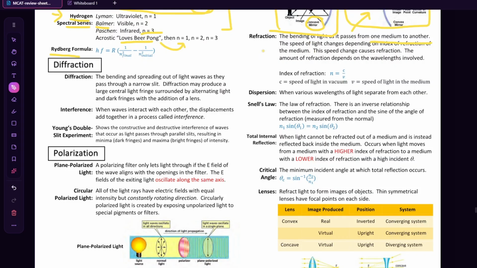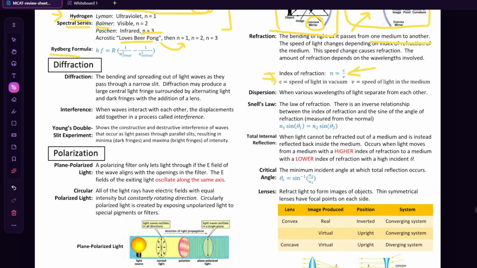It's because the speed of light actually travels at different speeds through different mediums or materials. And so when a wave changes speed while crossing a boundary at an angle, it bends. And that's the whole story behind refraction. So you can actually use a formula to measure the index of refraction, which is equal to speed of light in a vacuum divided by speed of light in the medium.